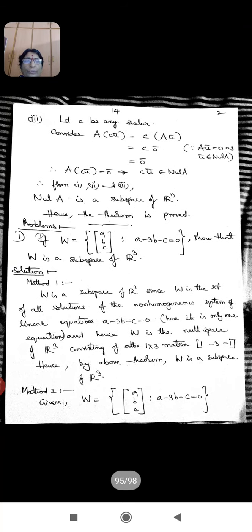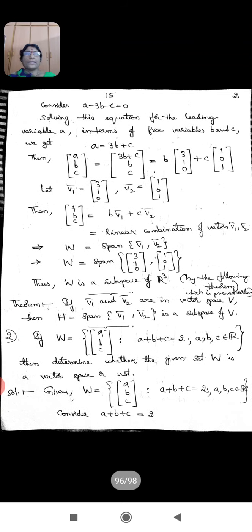So to use that theorem, first of all, let us consider what is given to us. We are given that W is equal to the set consisting of the column vectors (a, b, c) such that a minus 3b minus c is equal to 0. Now consider that equation, a minus 3b minus c is equal to 0.